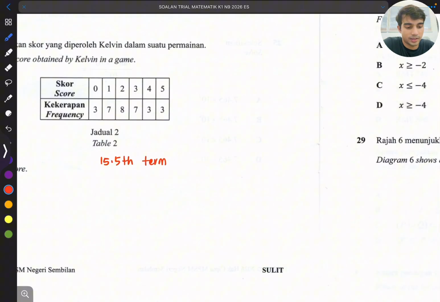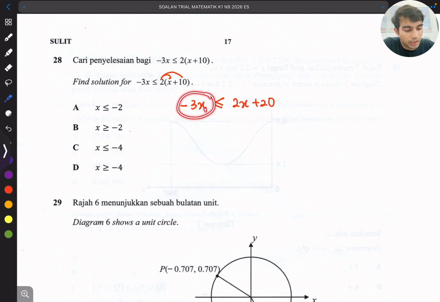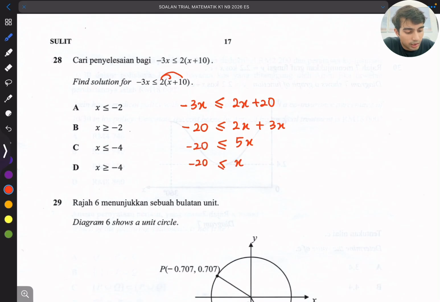Question 28. Find the solution for this. So negative 3x, we try to expand this. 2x plus 20. Then we bring the x to one side. So negative 3x bring here, 20 bring here. So 2x plus 3x, negative 20. So 5x is more than negative 20. x will be negative 20 divided by 5, which is negative 4.